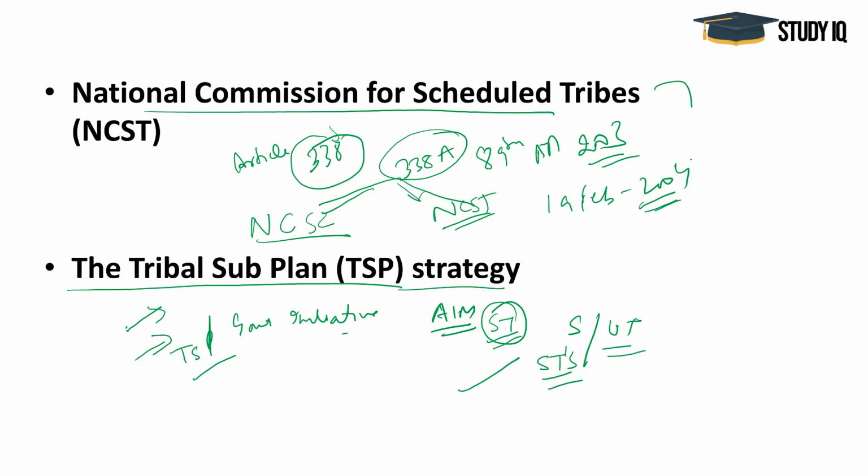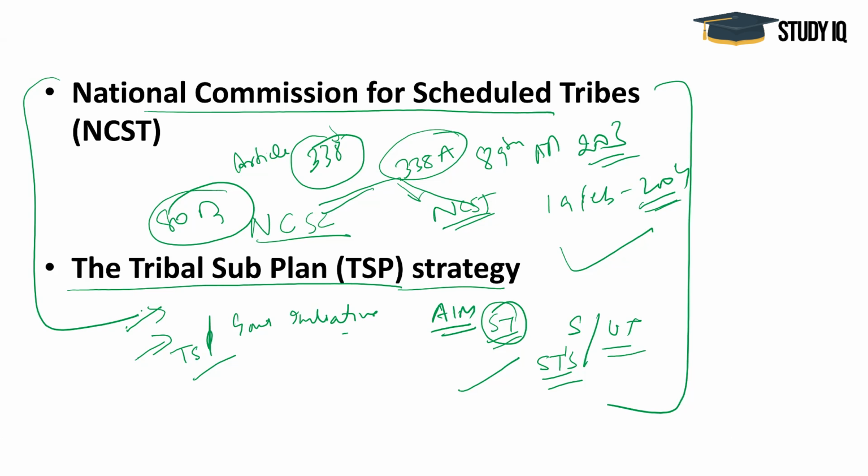So these are the things related to the tribal community, how it is governed in our states and how their development takes place. It is a socio-economically backward community. So a lot of commissions are there to look after its development, right?